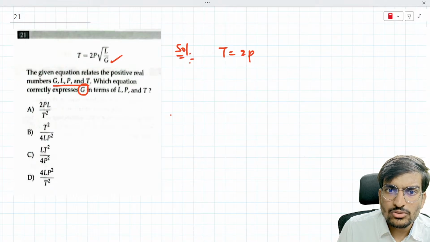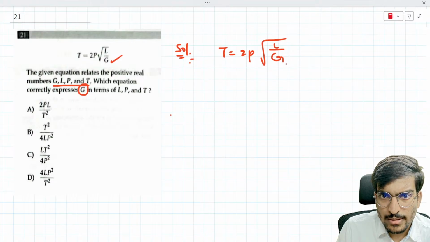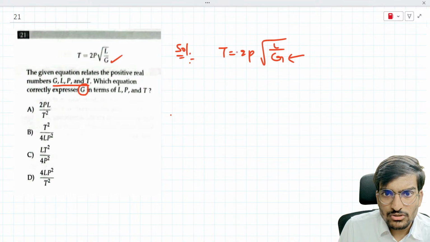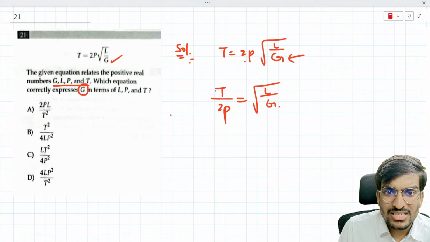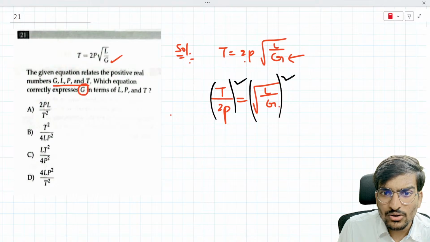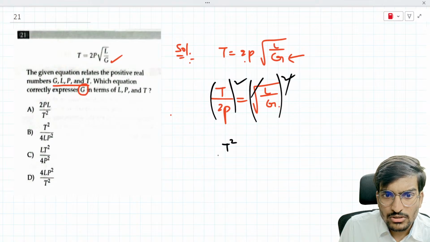T equals 2P root L by G. So how to solve this? We need G. So first transpose this 2P. That becomes T by 2P equals root L by G. How can we remove the square root? Squaring on both sides. So T square by 4P square equals L by G.